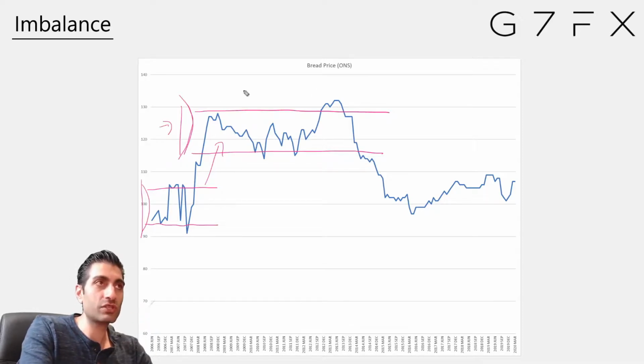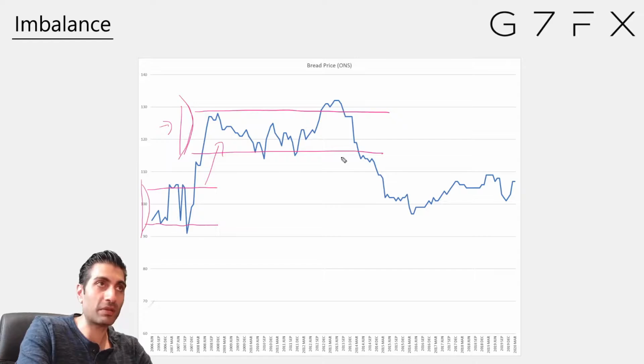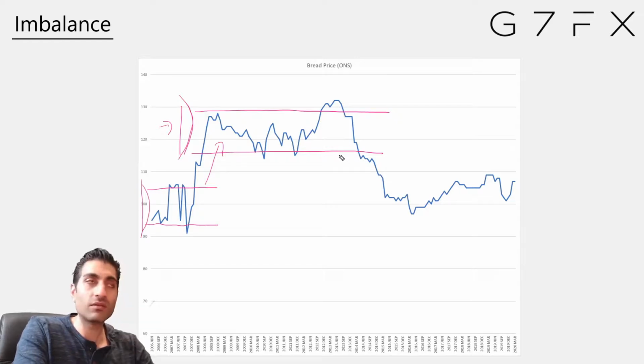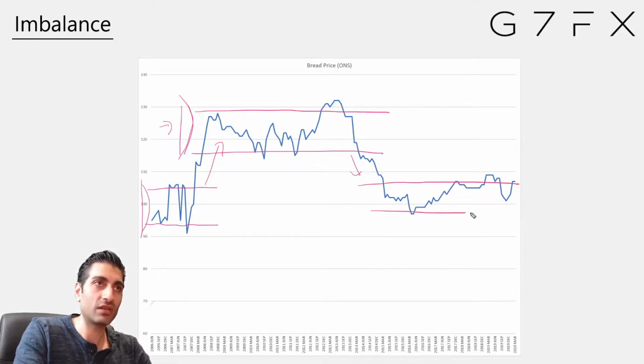The structural shift that took place here, I could probably find out what it is. I haven't, because it's irrelevant. The point is there was a structural shift. The market went imbalanced again and then found balance. But where? Where did it find balance?